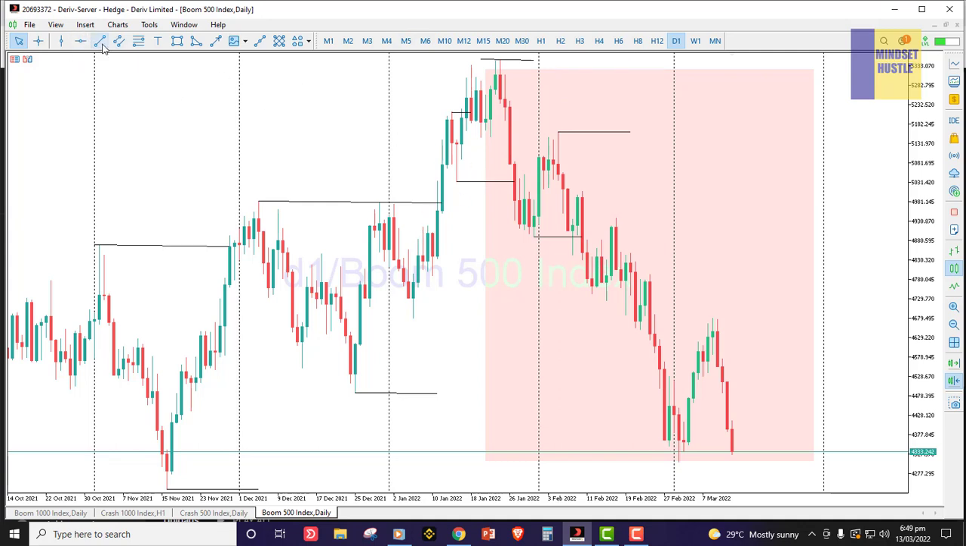So let's see, what did price do? Price breached this low, then what do we see? It came and created a new low here and pushed price up. So I told you, you mark the obvious structure.